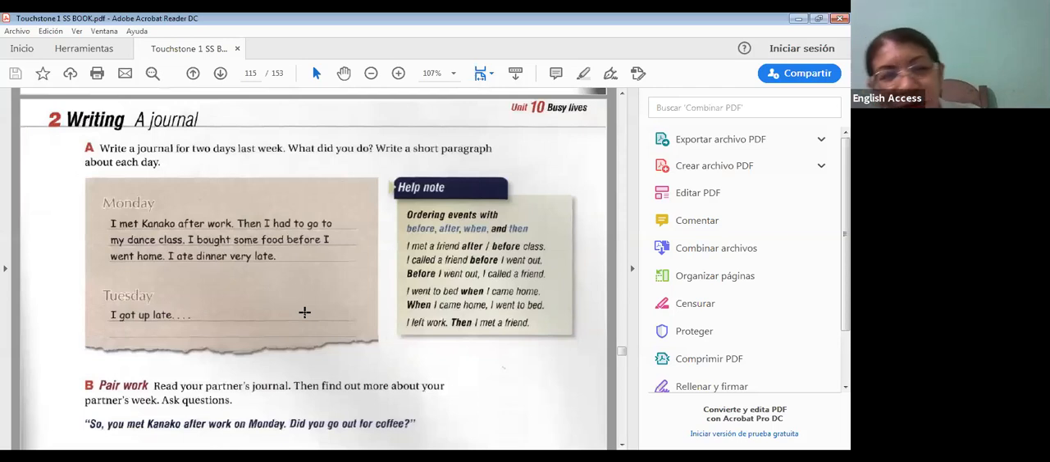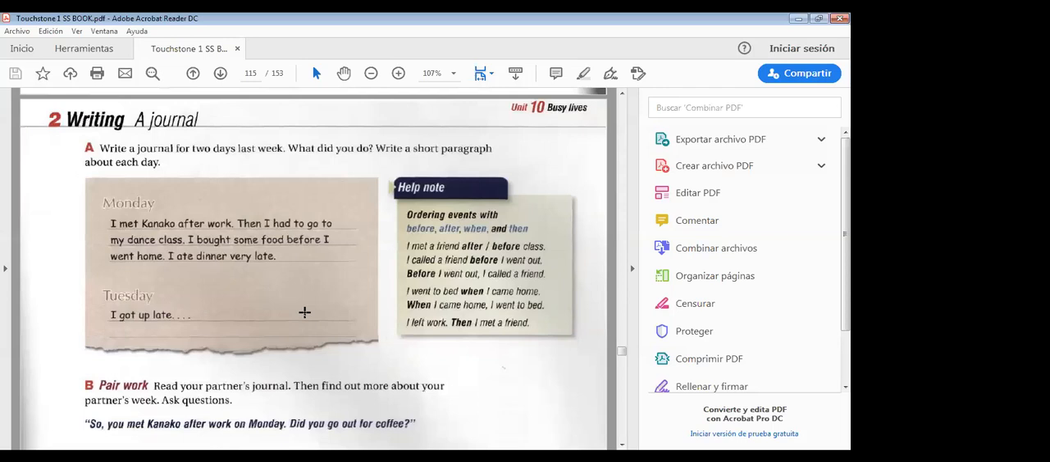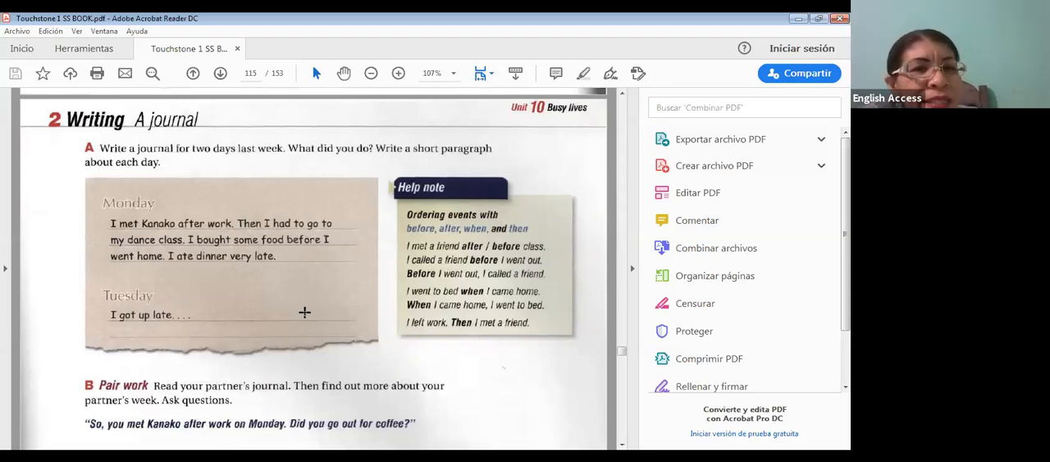Okay, now let's continue with the exercise two. So let's continue with the next page. It says, write a journal for 2 days last week. What did you do? Write a short paragraph about each day. Here we have a help note. So we can use these words like before, after, when, then. So you can use these words in order to create your paragraph.